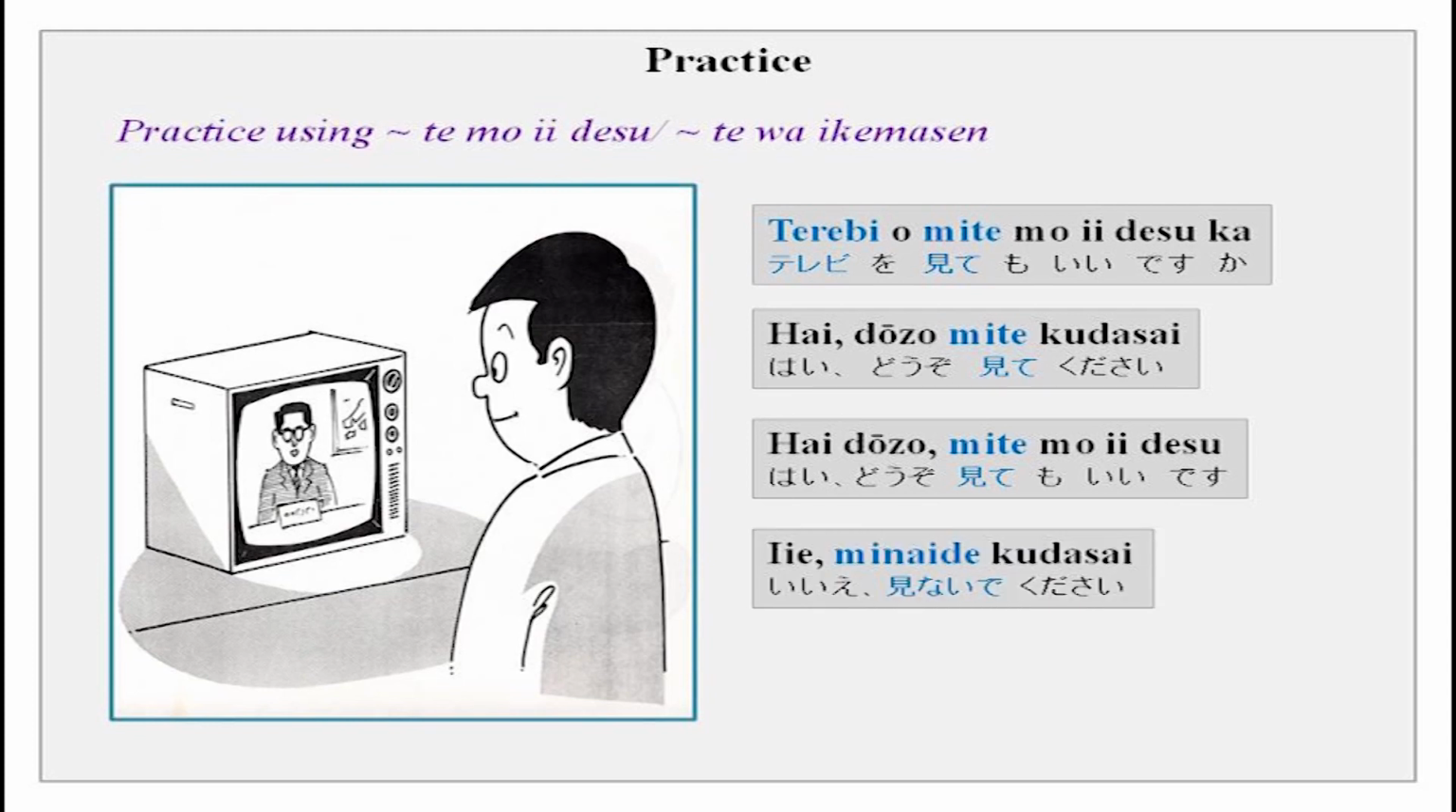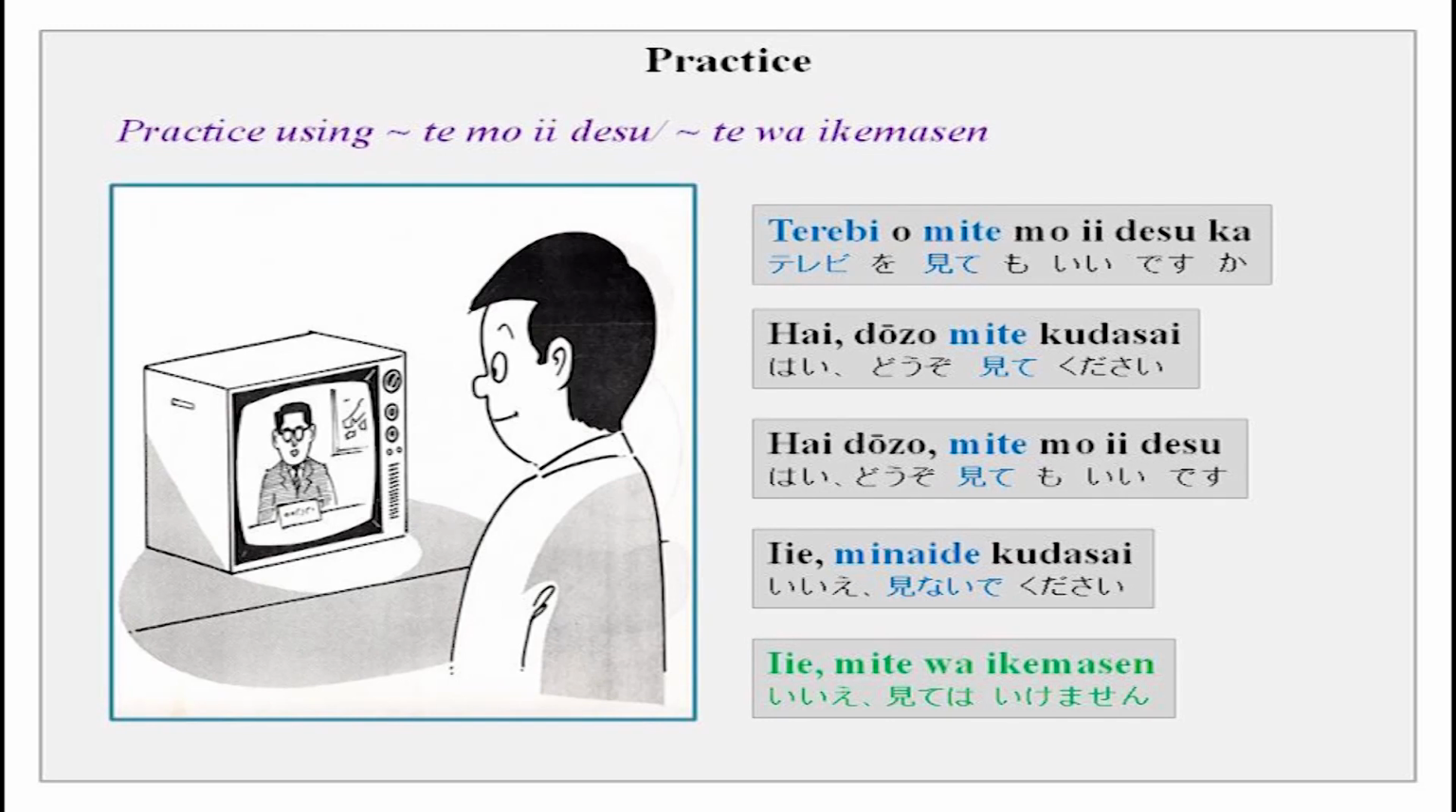Iie, minai de kudasai. Please do not watch. And then, iie, mite wa ikemasen is no, you cannot watch. Mite wa ikemasen. If you watch, it is not something that I am going to accept. So, when you refuse, then you can use this form.